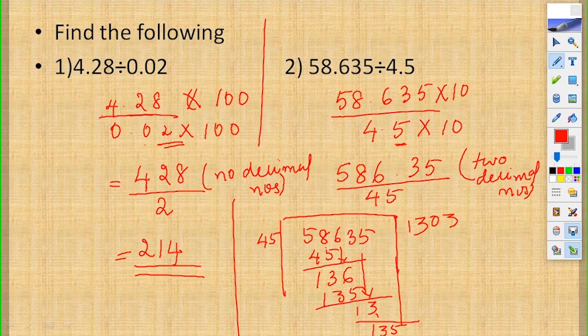So you will get 1303. Now you will check how many decimal places we need in the answer. So the answer is 13.03.